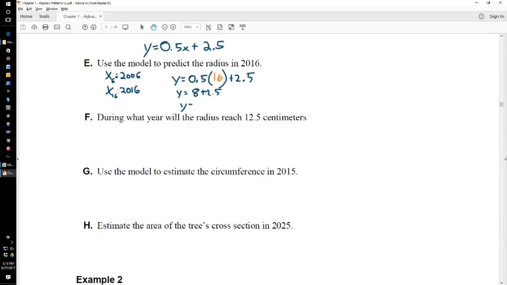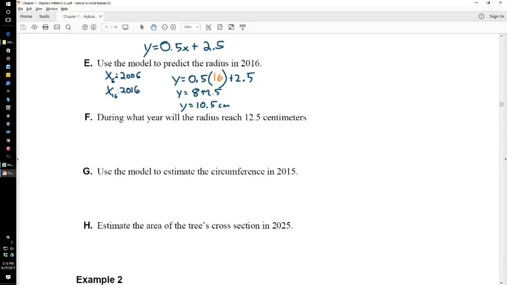8 plus 2.5 is 10.5. So we are estimating that the tree ring will be 10.5 centimeters, they're measuring in? Yep. So 10.5 centimeters in year 2016. It says, what year will the radius reach 12.5 centimeters?